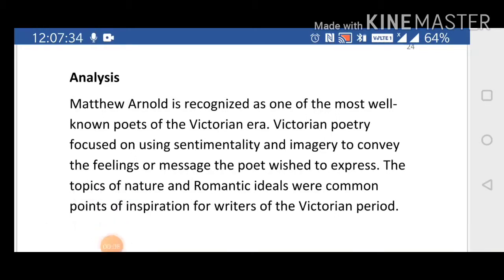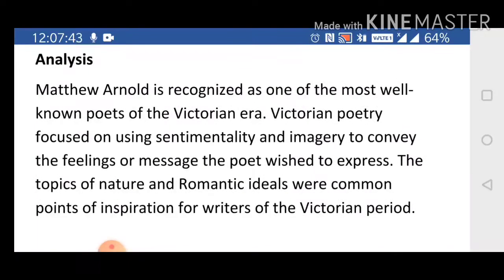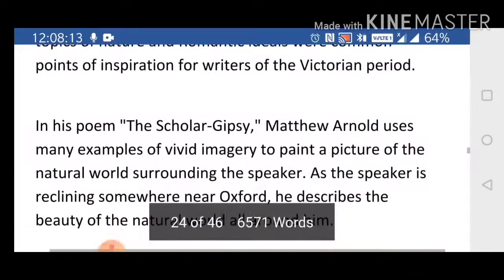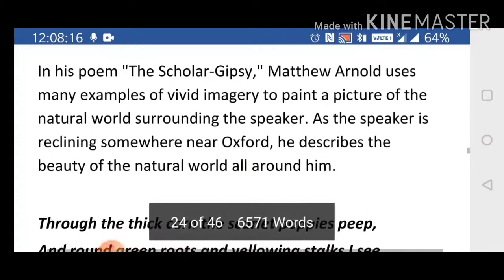Let us look at the analysis of the poem The Scholar Gypsy by Matthew Arnold, which is prescribed for the students of English Literature BA Part 3 in Paper 1. Matthew Arnold is recognized as one of the most well known poets of the Victorian era. Victorian poetry focused on using sentimentality and imagery to convey the feelings or message the poet wished to express. The topics of nature and romantic ideals were common points of inspiration for writers of the Victorian period.